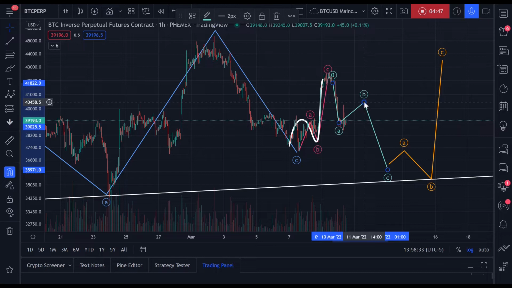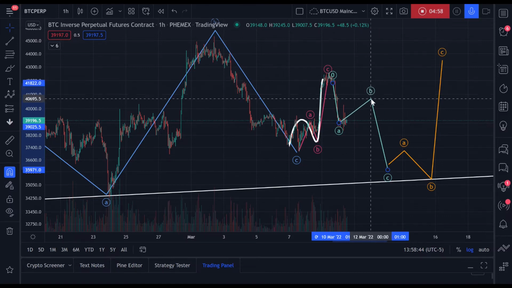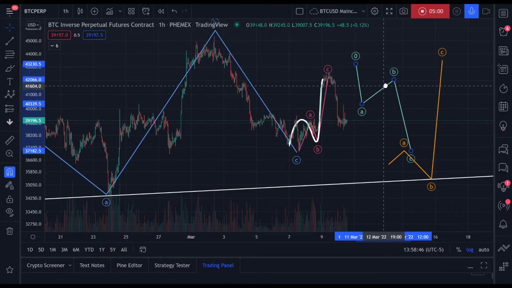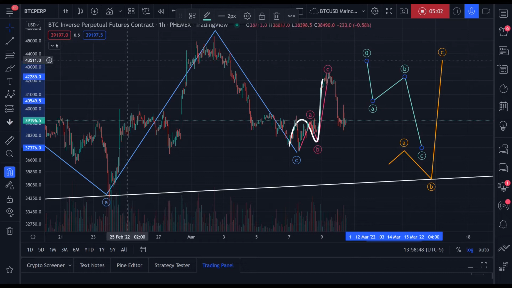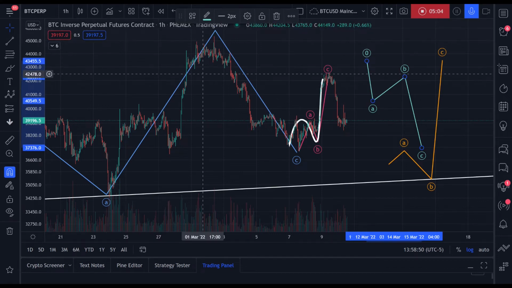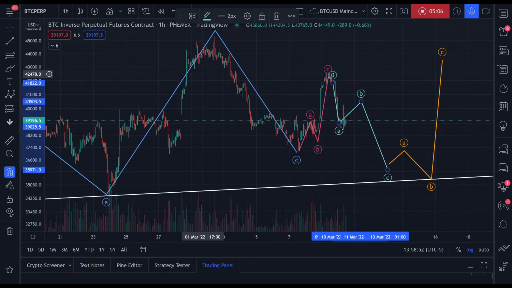What's a zigzag? A zigzag is a 5-3-5 correction. 5 waves followed by 3 waves, then 5 waves in Elliott wave theory. Okay, why do I think we're getting a zigzag? Very clearly, because we had a 5 wave move here. I'm going to show you.